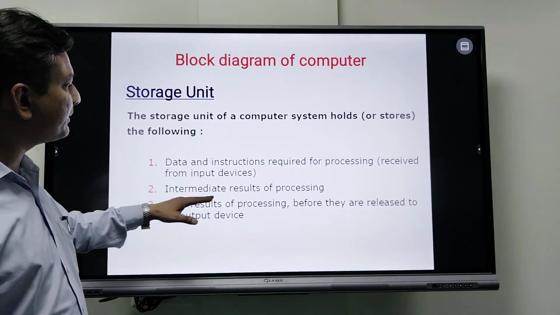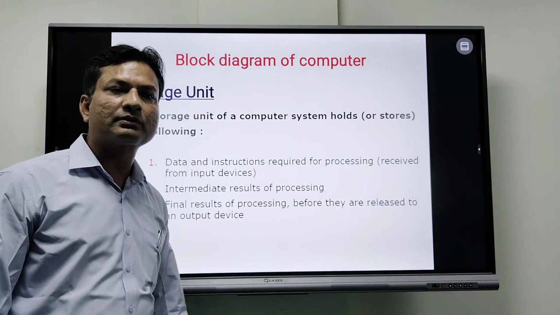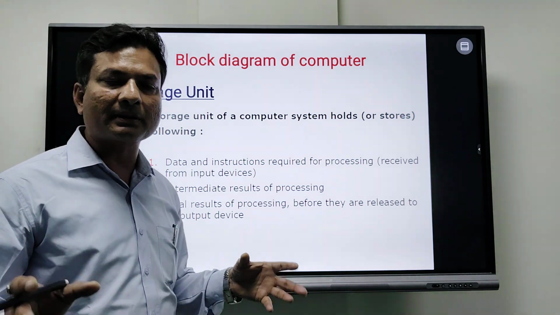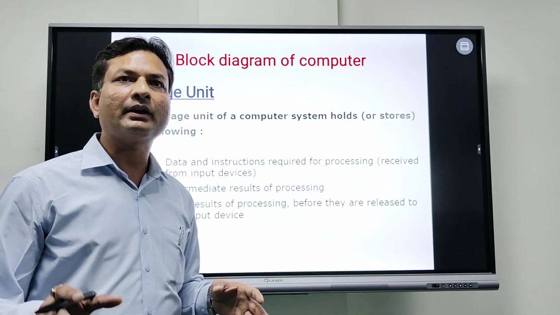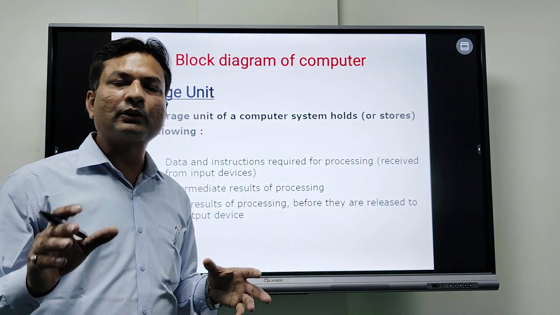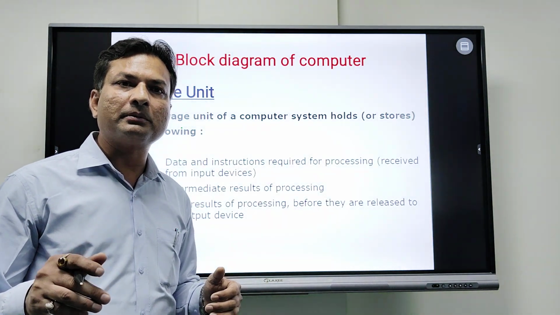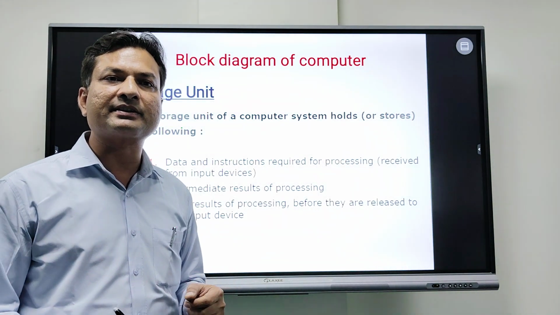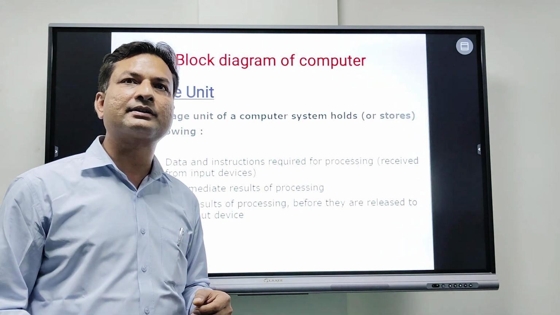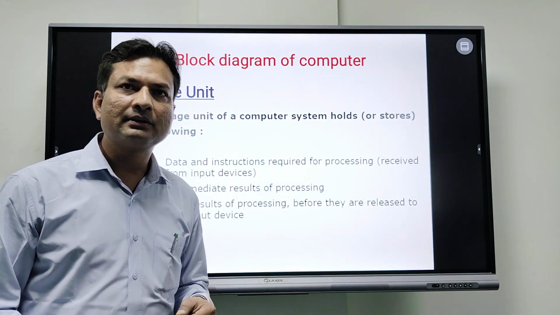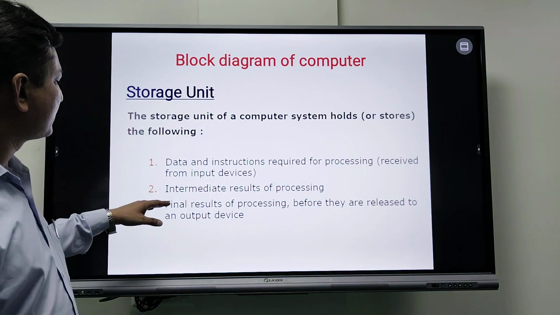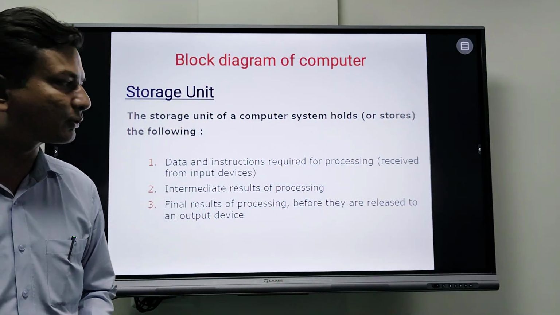The second one is intermediate results of processing. Suppose we are performing some calculation inside the computer, and those calculations produce some intermediate results. Those intermediate results are also stored inside the storage unit. And the third one is the final result of processing.